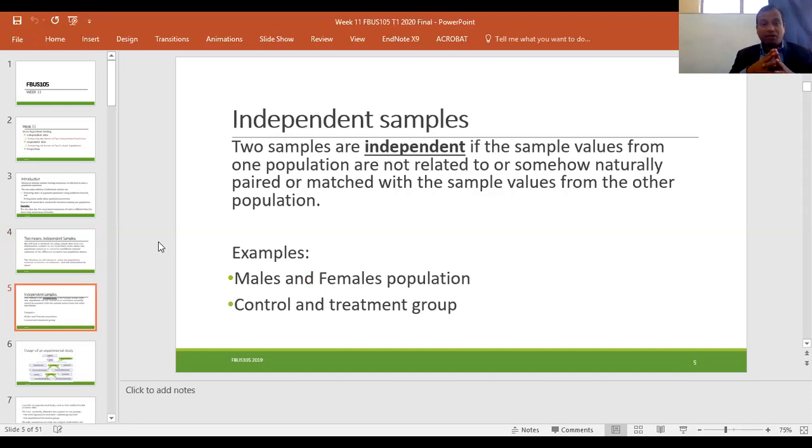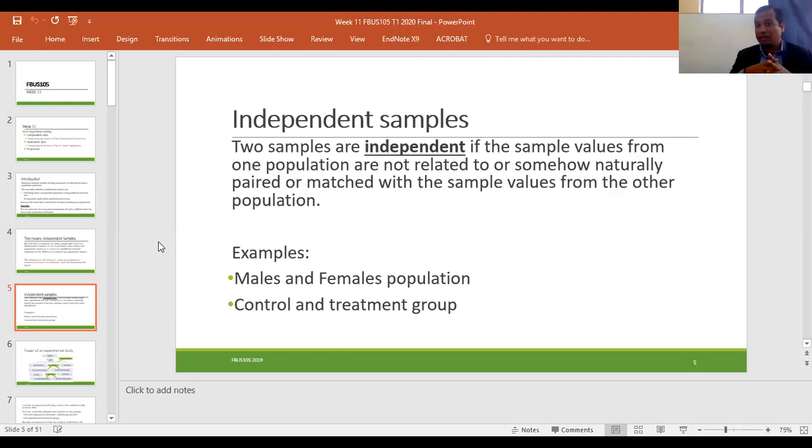So take a few examples of independent samples. If one sample is for the males and one sample is for the females, do you think this is an independent sample or a dependent sample? Of course, this is an independent sample. Two samples are independent if the sample values from one population are not related to, or somehow naturally paired or matched with, the sample values from the other population. So, for example, the male and female populations are independent samples.